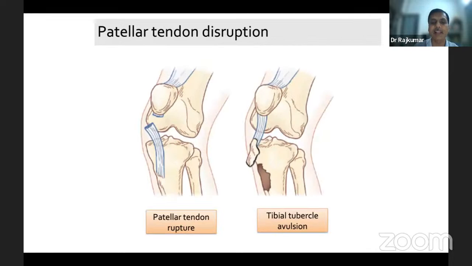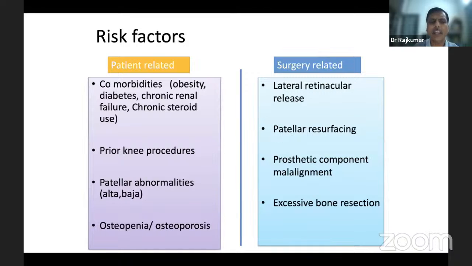Then comes the patellar tendon rupture. It is not very common. The patellar tendon mid-substance rupture is not very common. The avulsion injury is very common. Tibial tubercle avulsion happens, particularly in stiff knee, osteoporotic. It is again patient-related, surgery-related. It's surgery-related. We have to be very careful in everting the patella. In this case, you should not try to evert it. Better to lateralize the patella with the Homans.